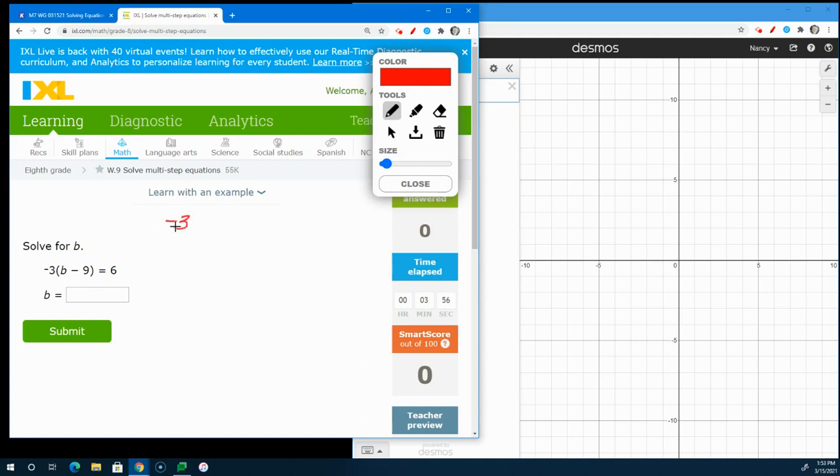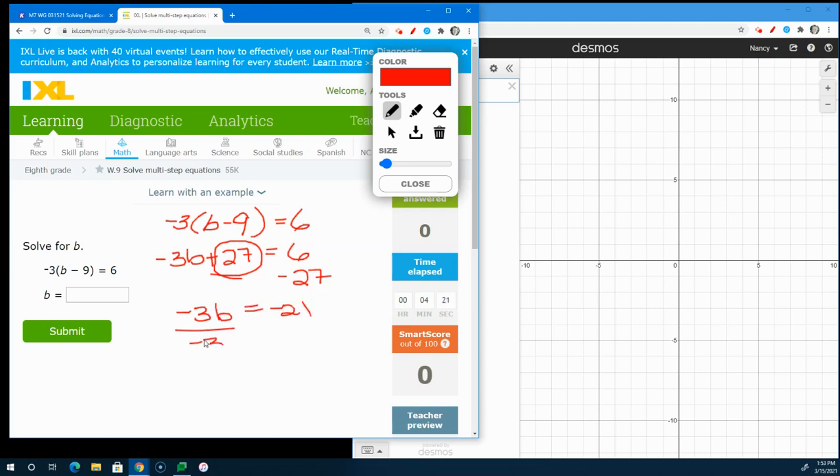We've got -3 times b minus 9 equals 6. So I'm going to distribute my -3 in. That's -3b, and that's going to be a plus 27 equals 6. I'm going to move this plus 27 over here. That's going to be -27. So I get -3b equals -21. Divide by -3 on both sides, and I'll get b equals +7.